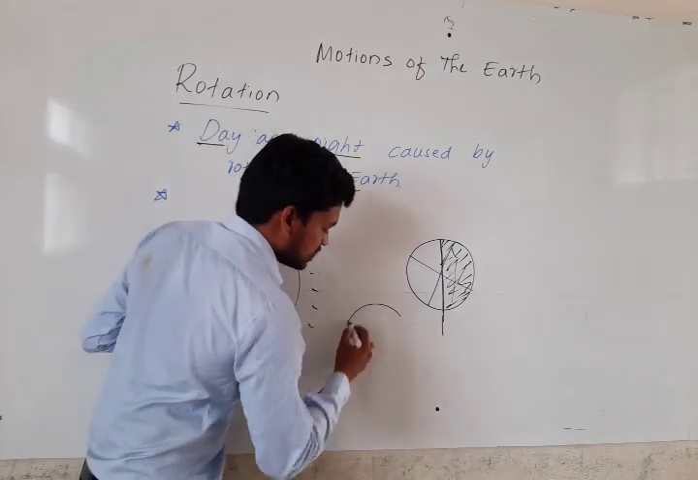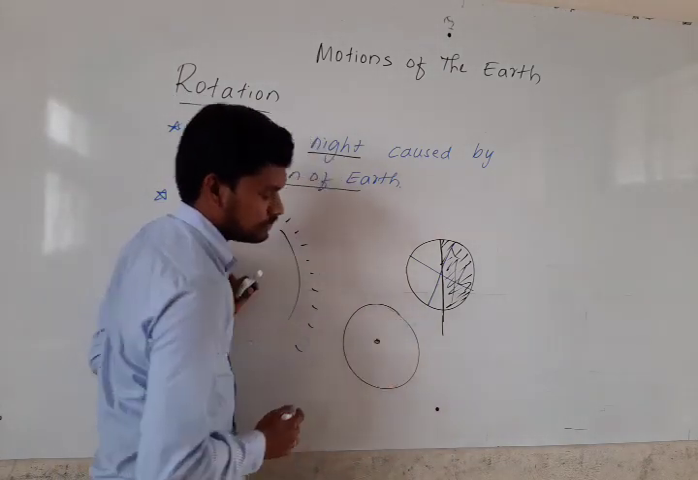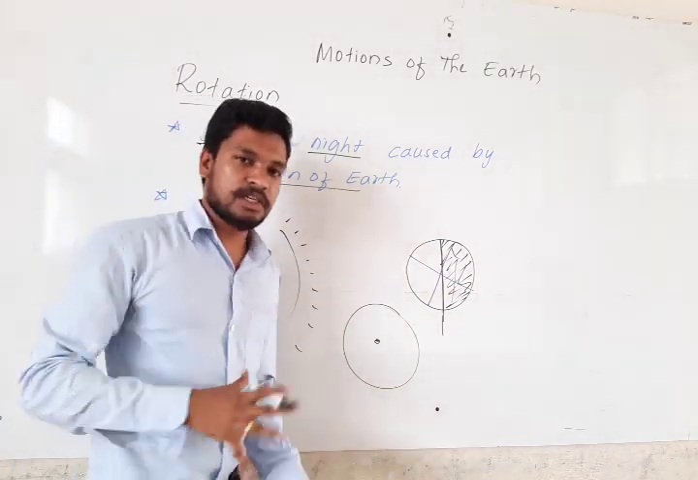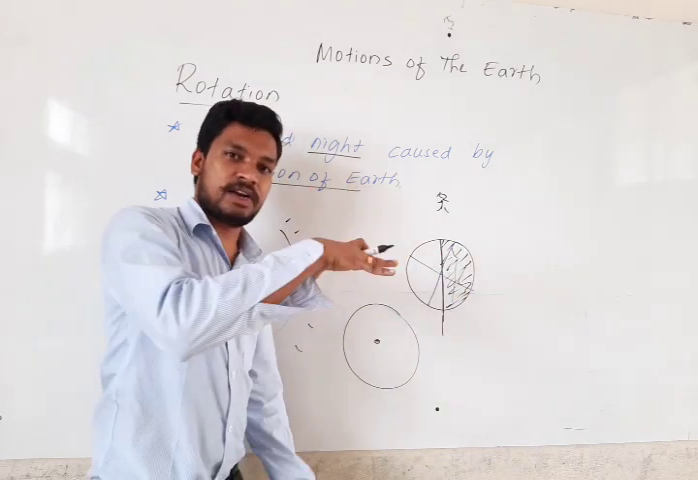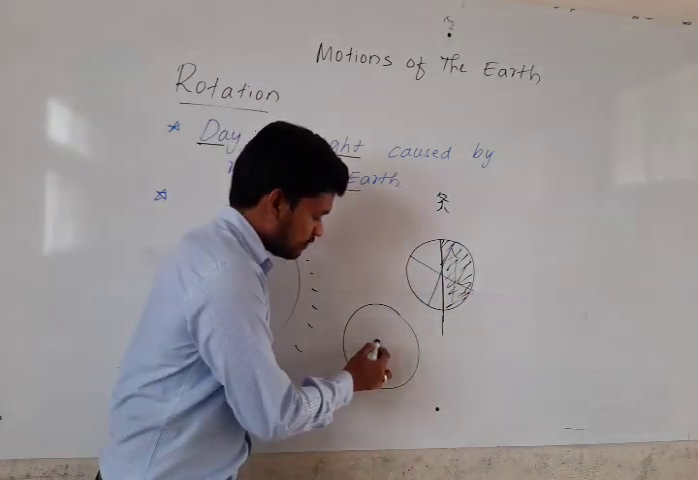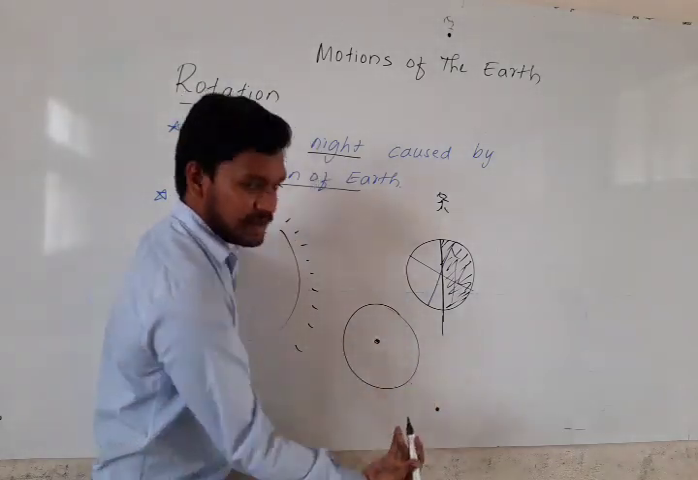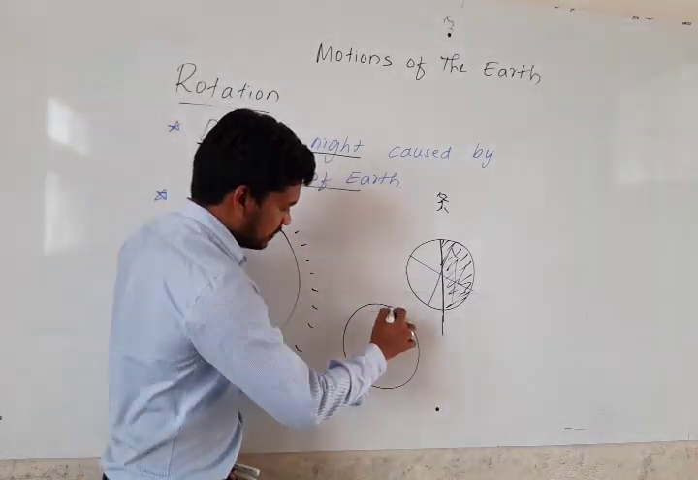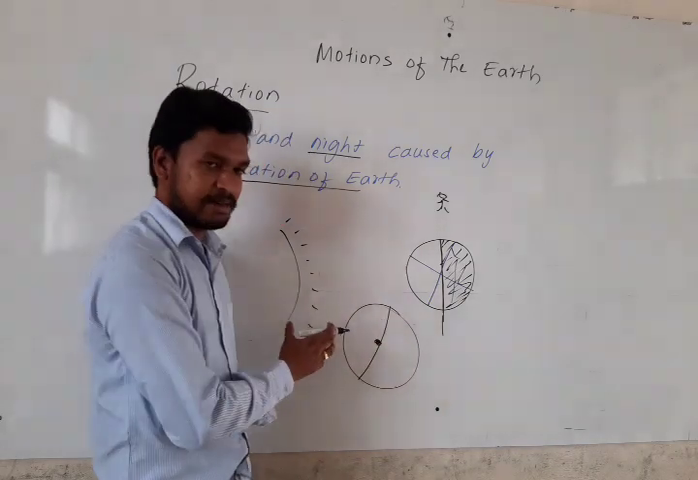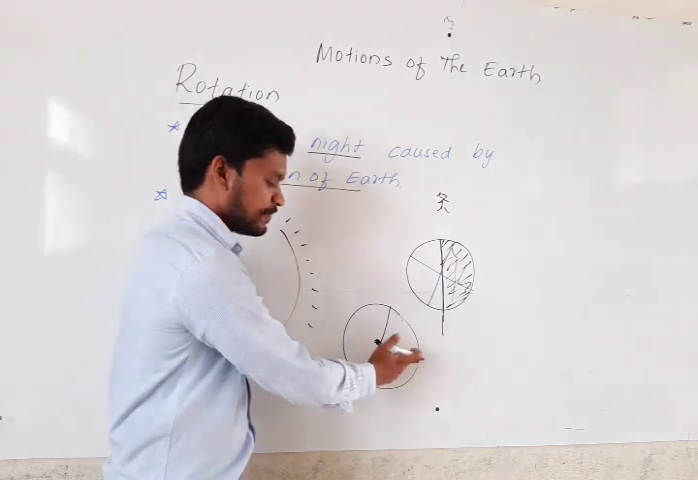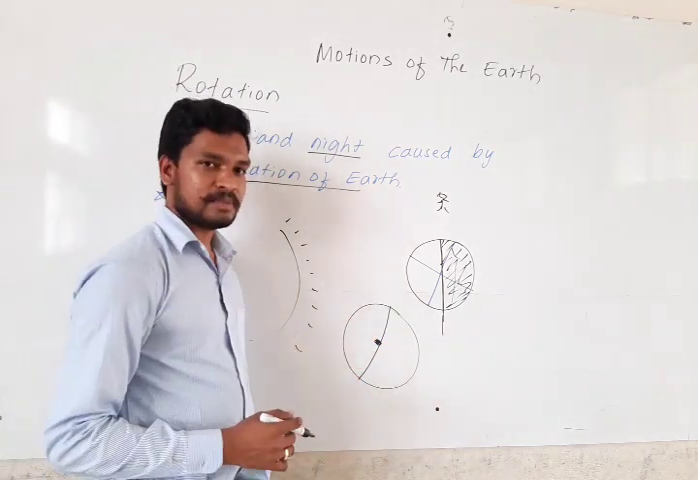Why? Suppose this is Earth, and here is the North Pole. Suppose it's an aerial view, where we are standing above and looking at our Earth. It is visible like this. It's the North Pole, and exactly down there we have the South Pole. This half of the Earth is getting sunlight because the sun is here, and here they are facing darkness. That is night for them, and day for the others.